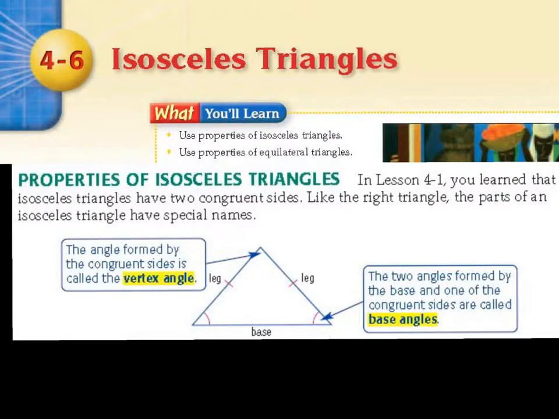Like the right triangle, parts of an isosceles triangle have special names. The angle formed by the congruent sides is called the vertex angle, and the two angles formed by the base and one of the congruent sides are called the base angles.